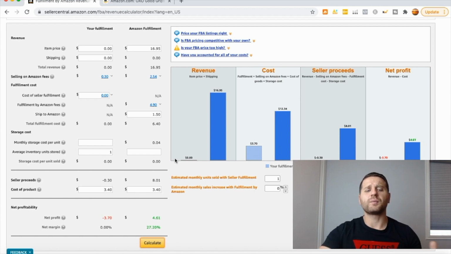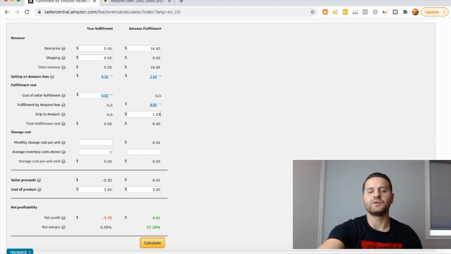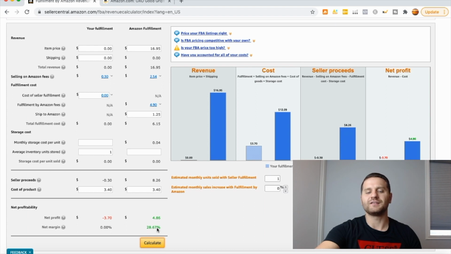So right over here, our profit is going to be $4.61 and our profit margin is 27.20%. I always recommend a minimum profit margin of 30%. Now this one is a little bit under 30%, but if we change this to, for example, 25 cents per unit for shipping costs, it will be $28.67. So you can go ahead and negotiate with suppliers, find a great shipping cost to ship your product into the Amazon warehouse. So let's go ahead and take a look at the fees.